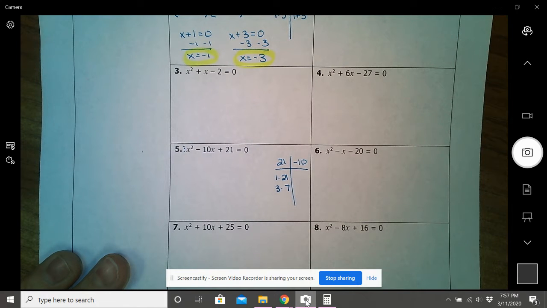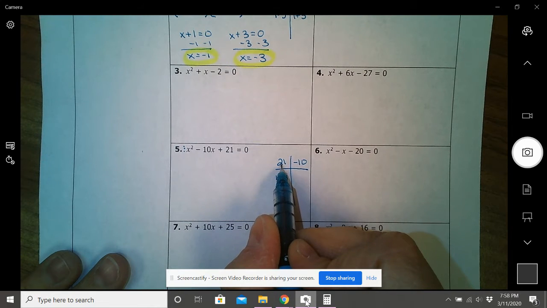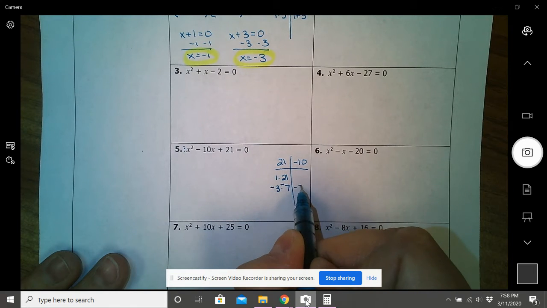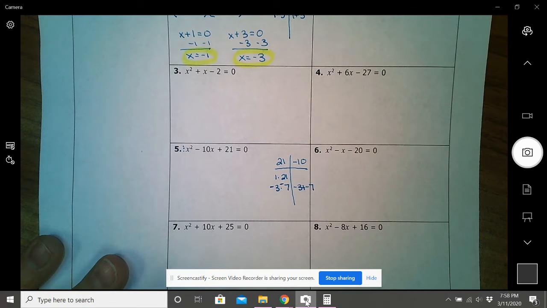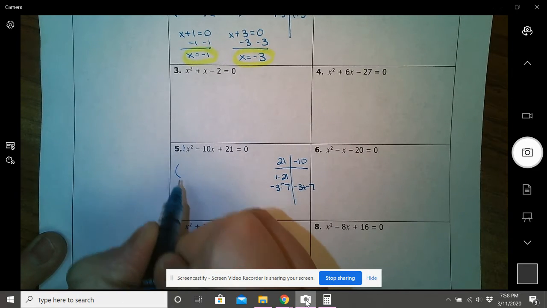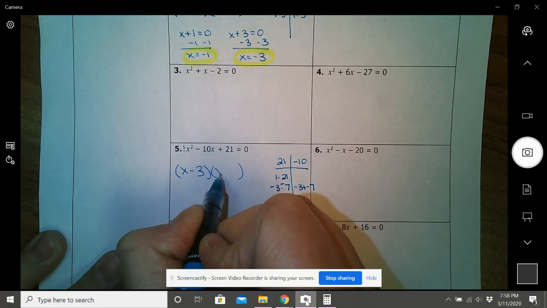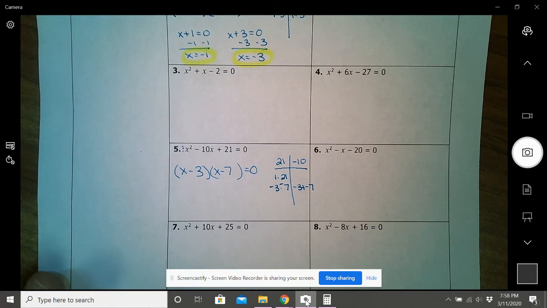So I hope it's clear for you to see at this point after all of this practice that we want to pick the 3 times 7. Now they have to multiply to make a positive but add to make a negative, so they both need to be negative. Negative 3 and negative 7 add up to negative 10. This is a shortcut problem because the coefficient is a 1 out front. So I can write this up as x minus 3 and x minus 7, and my factoring is finished. My solving is not finished, but my factoring is finished.